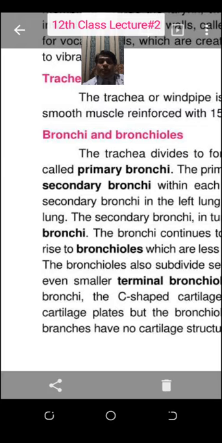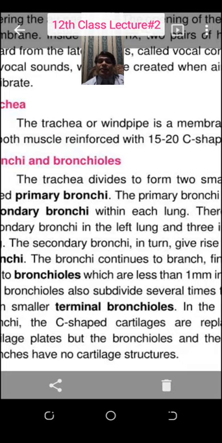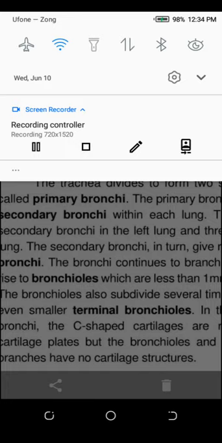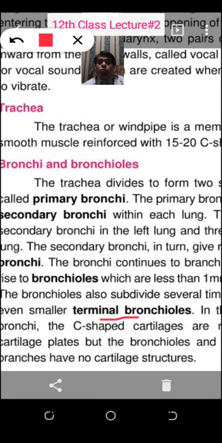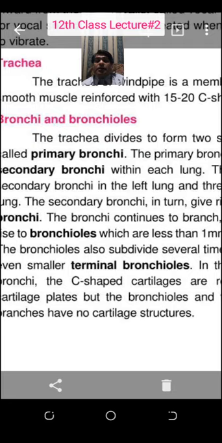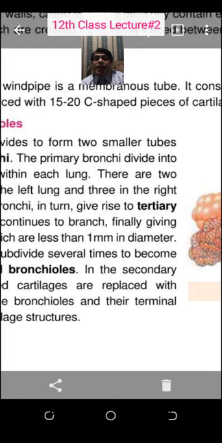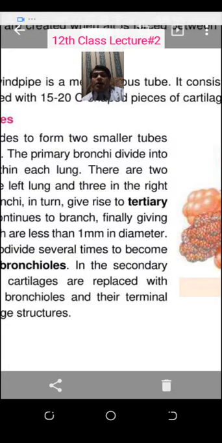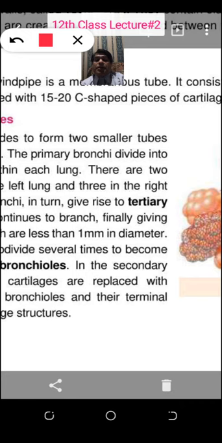Therefore, in the left lung the bronchi will be two, because the lobes are two. In the left lung there are two bronchi, the primary bronchus and the secondary bronchus. Similarly, in the right lung there are three lobes, and the number of bronchi will be three in the right lung.